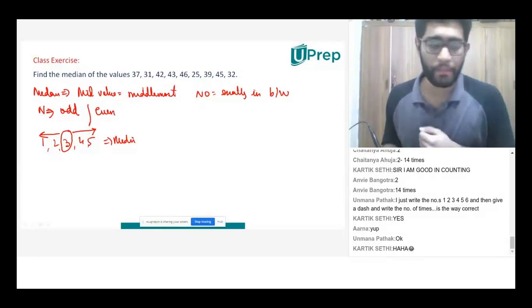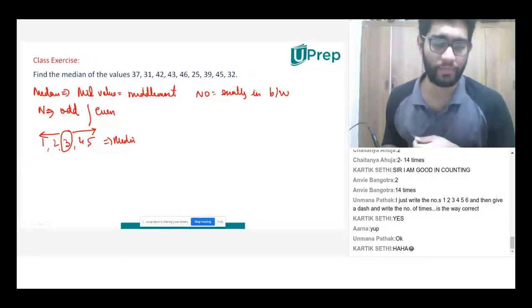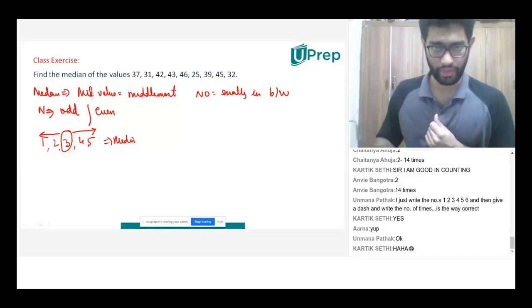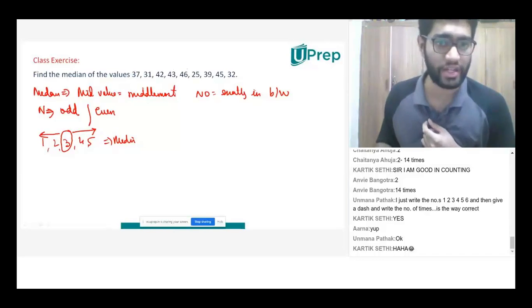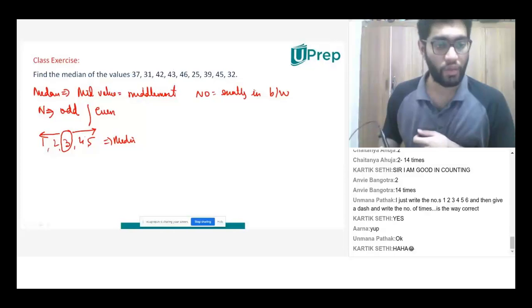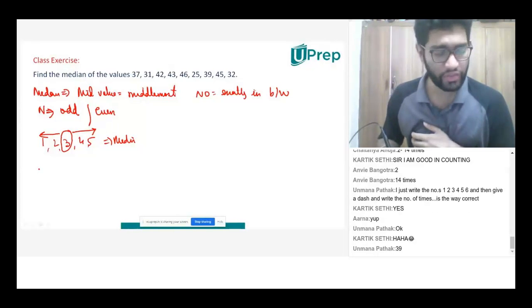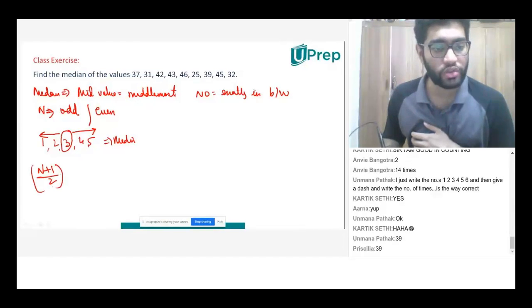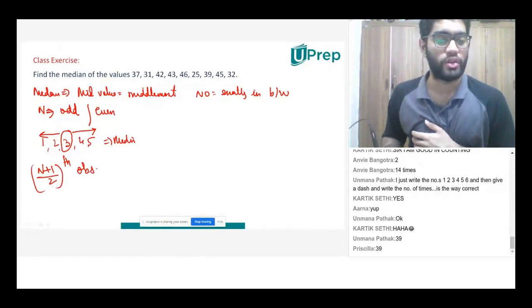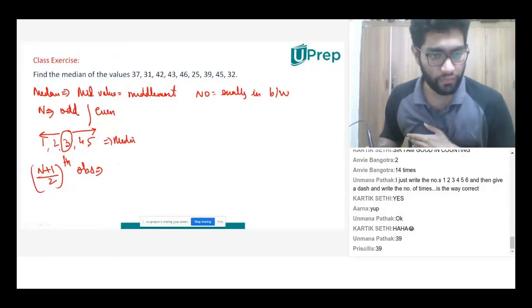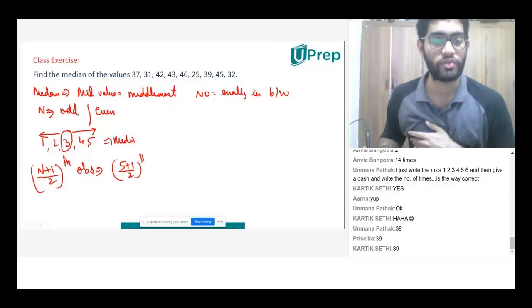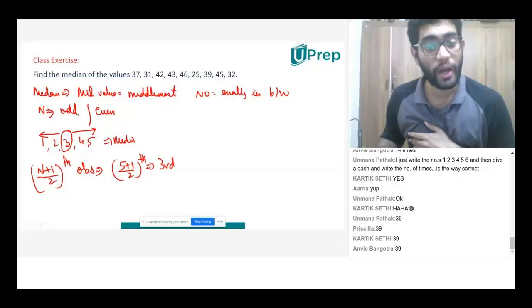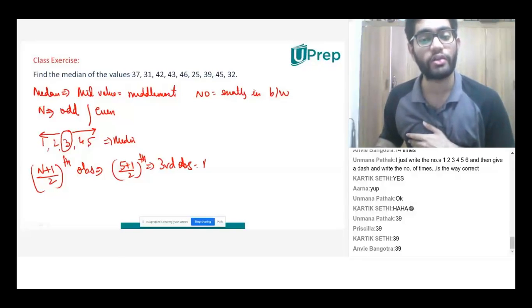But numbers are not always given in an arithmetic progression. For example, if you look at this example, the numbers are random. They are not in arithmetic progression. What is to be done? When n is odd, it says (n plus 1) by 2th observation. That means what is n? It is 5. Number of observations is 5. This is when n is odd. (5 plus 1) by 2th observation. That means the third observation is our median.